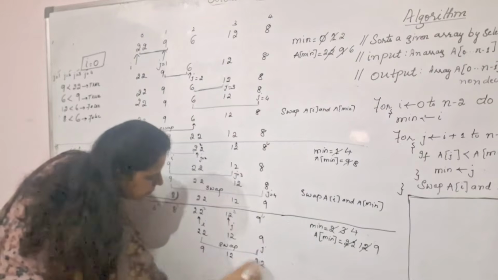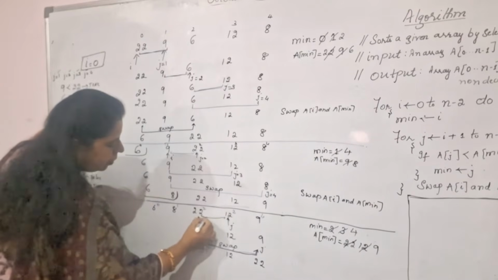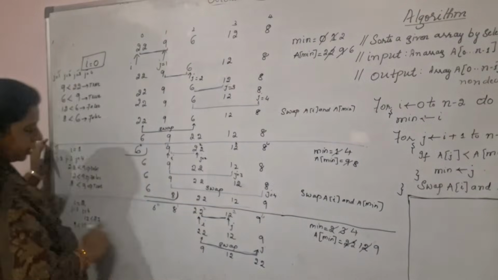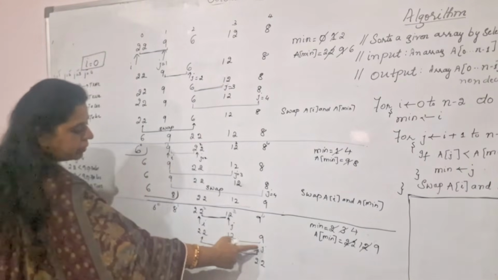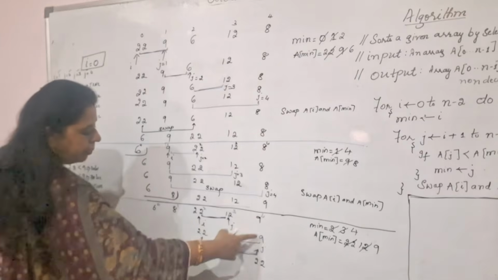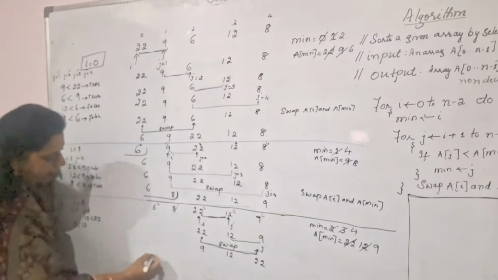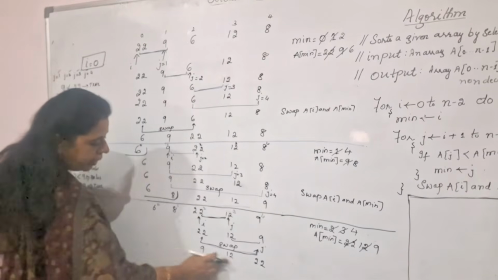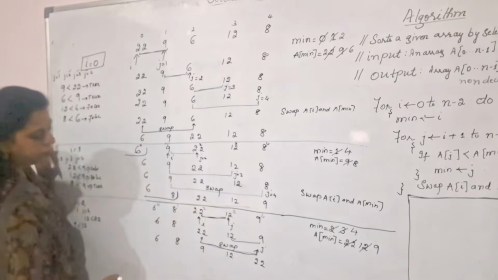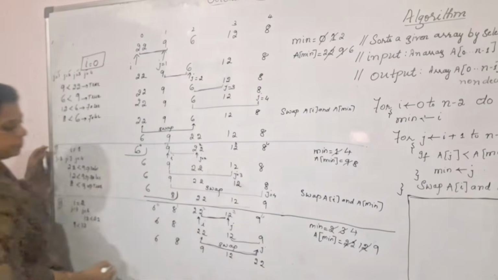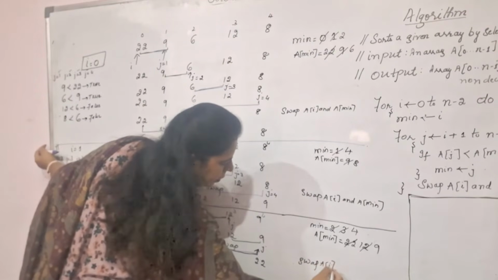12, 22. So I'll show the comparison also. First time this was compared 12 and 22. Second time 9 and 12. Okay. Now once we found that 9 is the minimum element, we need to swap with A of i. A of i is 22. So 9 and 22 will get swapped and your new array will be, so 9 will come over here. Let me put the remaining elements also, 6 and 8. Fine. So now this is the status at the end of the pass, where you have done the swapping. Swap A of i and A of minimum.